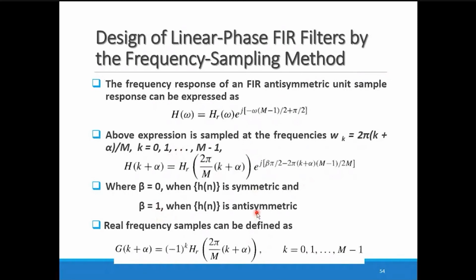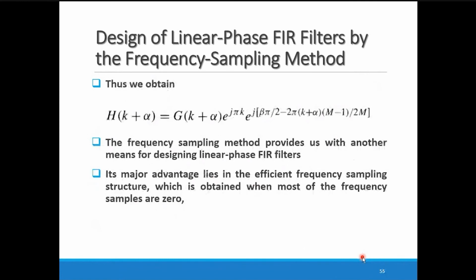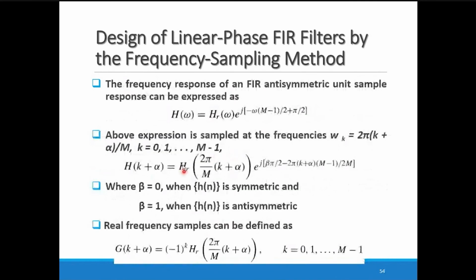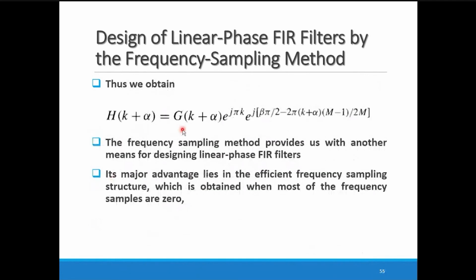So the real frequency sample can be defined. Now we introduce the new notation G(k+α), which is minus 1 raised to k Hr(2π/M (k+α)), where k is 0 to M minus 1. Now I replace this term, whatever we have written, by defining the new value G(k+α), which is nothing but this one. So I can write H(k+α) is equal to G(k+α) e raised to jπk into e raised to j β π/2 minus 2π(k+α)(M−1)/2M.